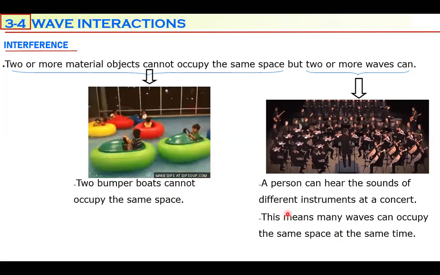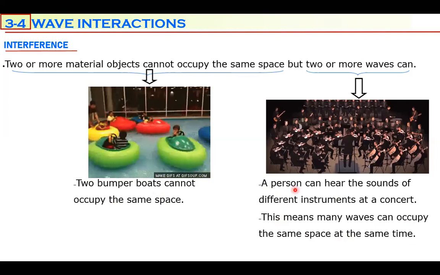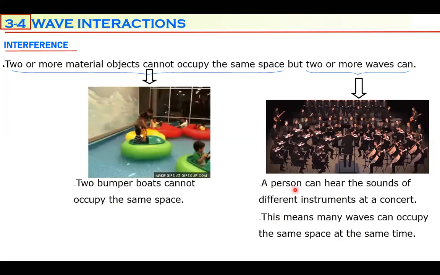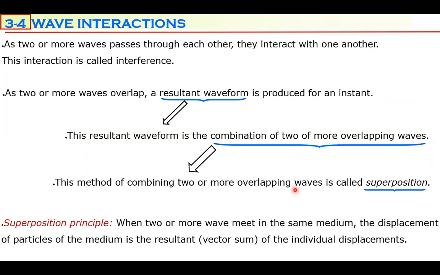So if they can occupy the same space at the same time, they must interact with one another. If two or more waves pass through each other, they interact with one another. This interaction is called interference. Interference, in fact, in English means meeting. So if two things meet each other unexpectedly, it is called interference. So two waves meet each other, so it is called interference.